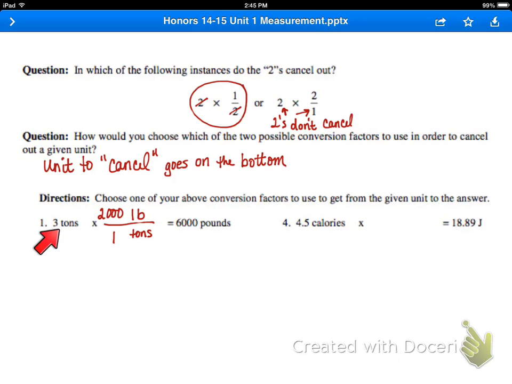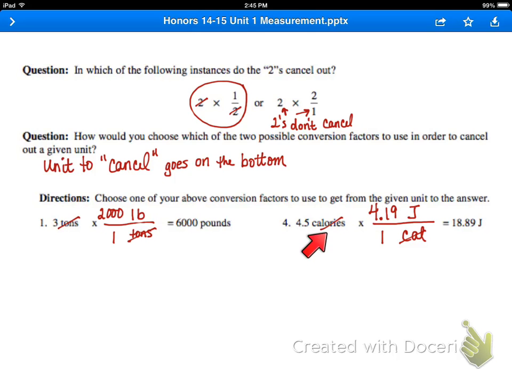So if we have 3 tons and we want to convert to pounds, the math here is already done. We're just going to think about the units. From tons to pounds, we know that we're going to use the conversion factor that says there are 2,000 pounds in 1 ton. Okay? And because I'm starting out with tons and I want tons to cancel, tons goes on the bottom. So therefore the 1 is going to go on the bottom, and then pounds is going to go on the top. So therefore my answer will be in pounds. Tons will cancel, pounds will be left.